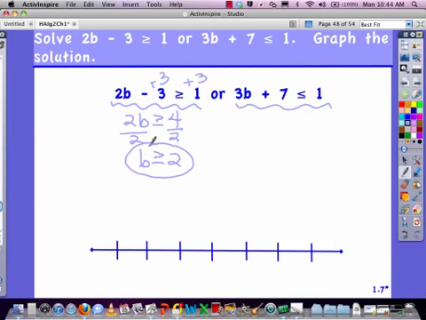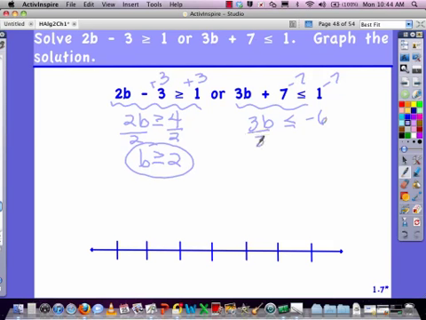Here's our solution for the left-hand side. Moving to the right, I believe we should subtract 6 from both sides. We'd have 3b is less than or equal to negative 5. Why did I subtract 6? Let's go back and clean that up. It looks like I should subtract a 7. Getting ahead of myself here. If we go back and subtract 7, we'd have 1 take away 7 is a negative 6. Now we're back on track.